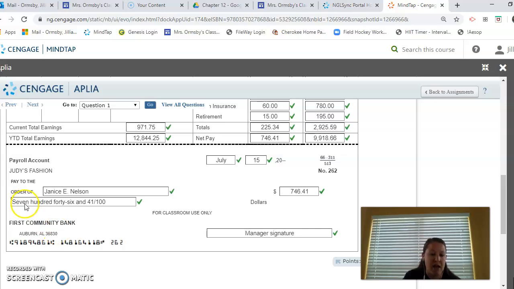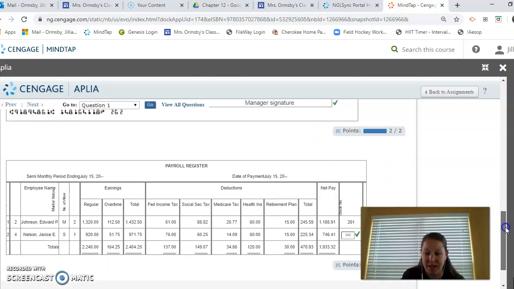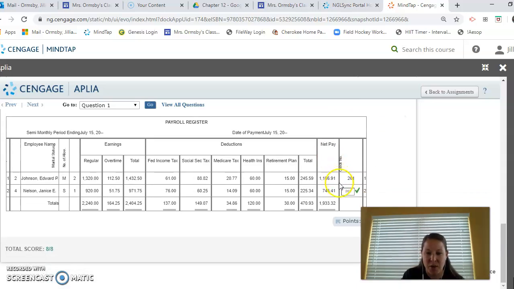We're going to spell that out in words, $746 and 41 over 100. And we're going to put manager signature where we should put our signature. And the last step, again, what everyone forgets to do is to take the check number 262 and plug it in down here next to our payroll register. And with that, we have finished the process of paying our employees for the pay period.